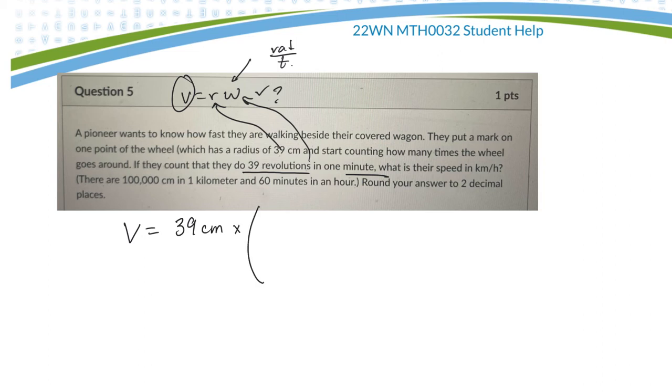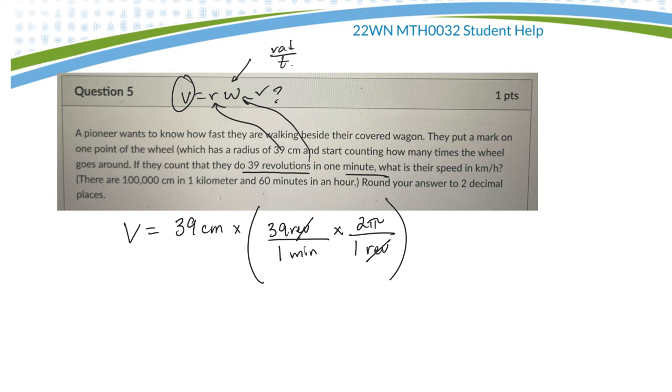times the angular velocity. Well, there's 39 revolutions in 1 minute. That's what they count. But in this formula, I can't use revolutions. I have to use radians. So I'm going to multiply this by 2 pi radians are the same as 1 revolution. So the revolutions cancel out. Okay, I'm feeling pretty good there.